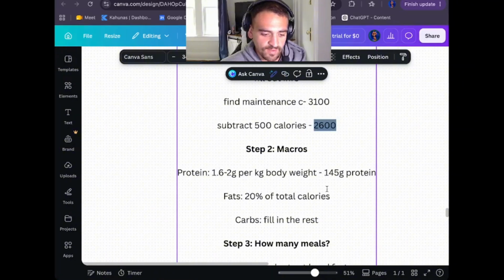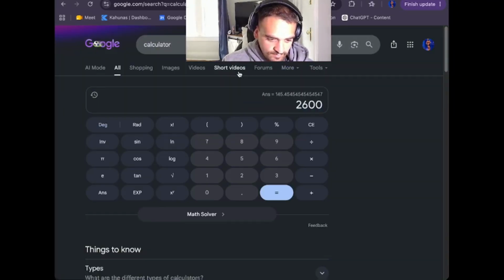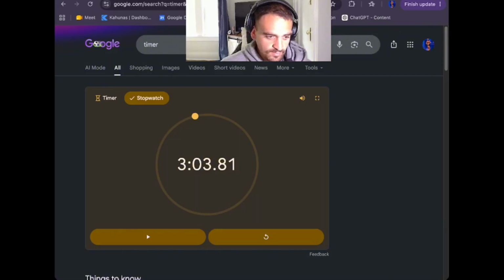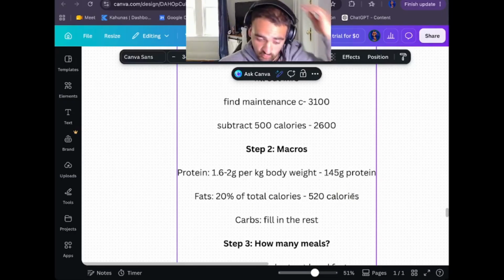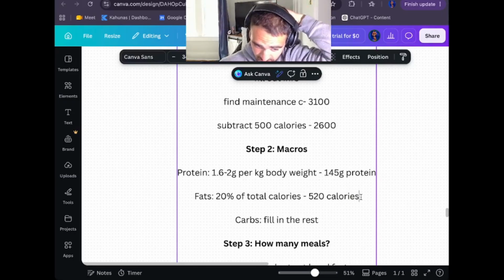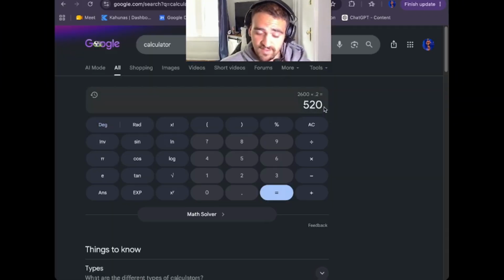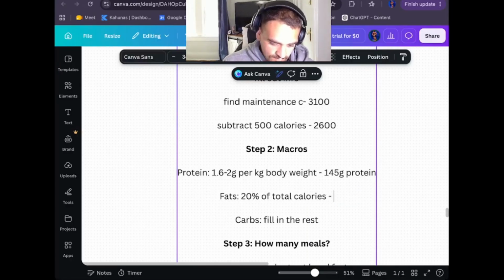I'm eating 2,600 calories. 20% of 2,600 is 2,600 times 0.2, about 520 calories worth of fats. And in order to find the amount of grams of fat that we want to eat from the calories, we just take this 520 and divide it by 9 because each gram of fat is 9 calories. So we do 520 divided by 9. Boom. About 58 grams of fat is going to be perfect.